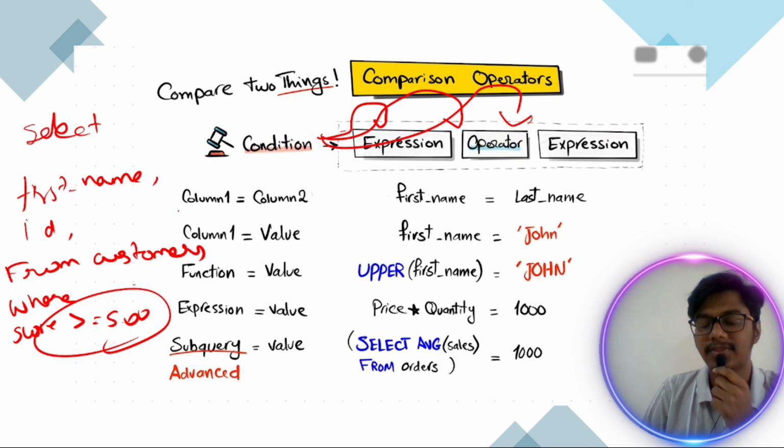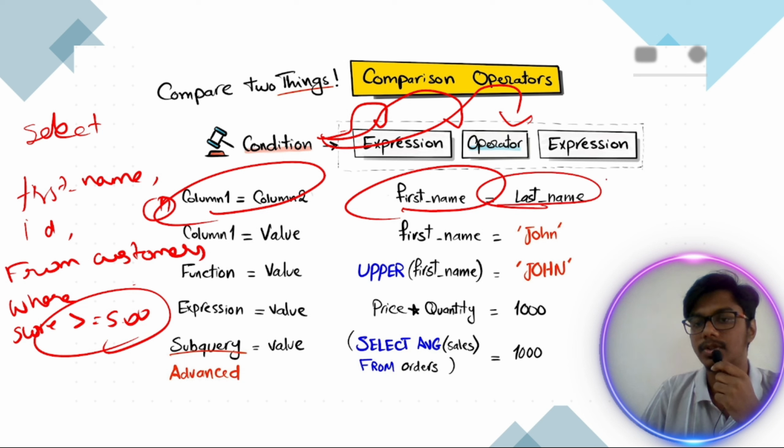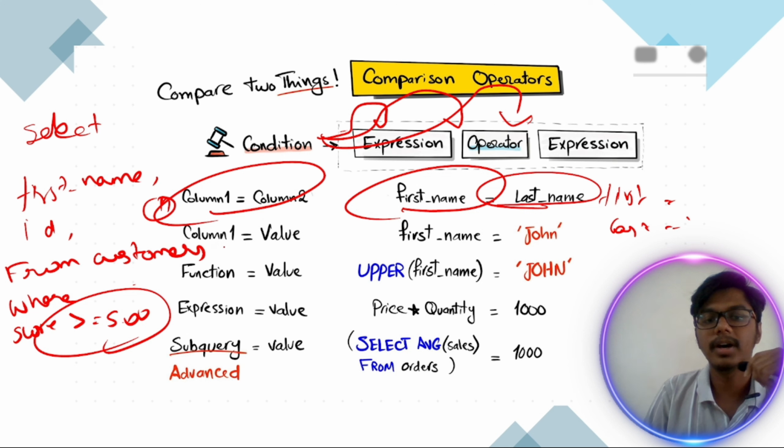So in this operation, in the first example, column 1 equal to column 2, whether it is the first name equal to last name, whether the first name is equal to Kishore, whether the last name is equal to Kannan. Likewise, we have to discuss. In the second, for example, I'm just holding for column 2.